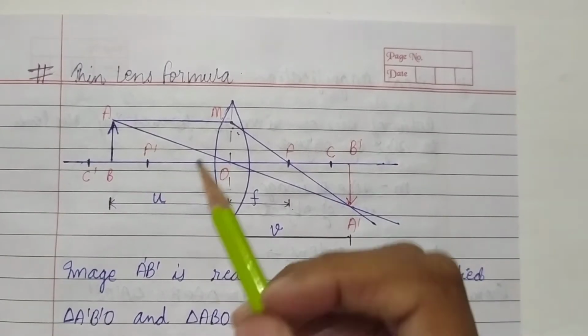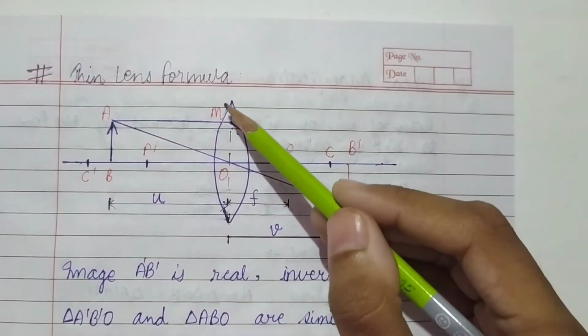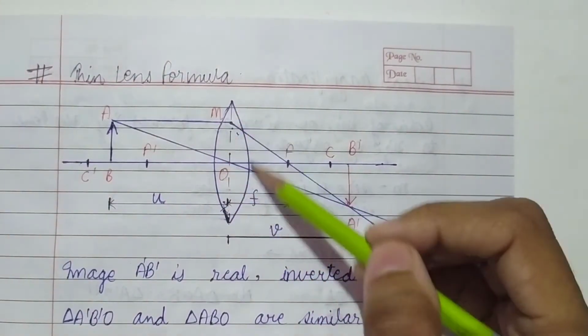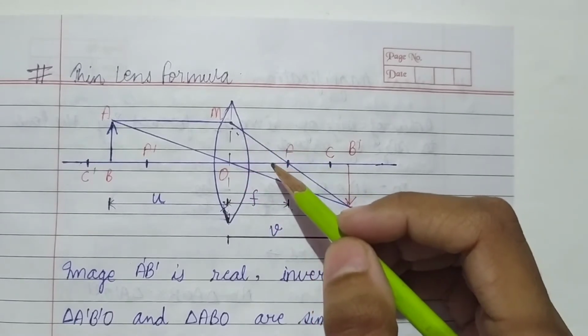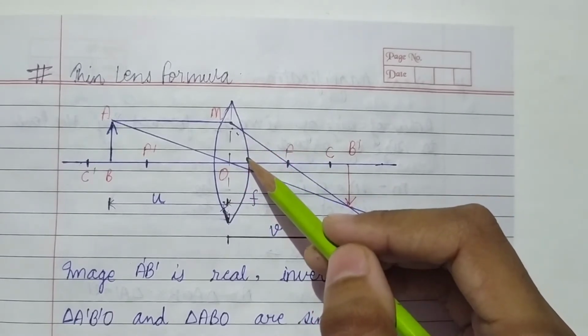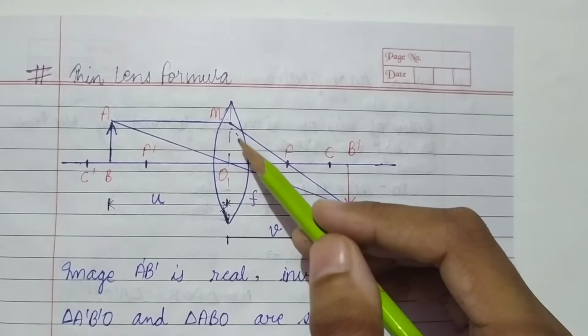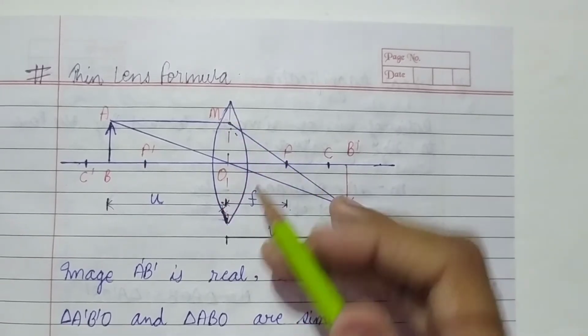So today we have to study the thin lens formula from chapter number 9, which is ray optics. First of all, to derive the thin lens formula, as you can see the lens here, there are some assumptions for this lens. Let us see these assumptions one by one.